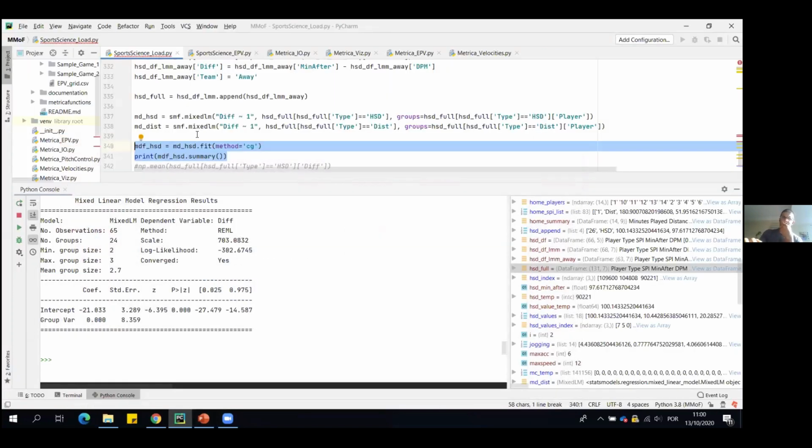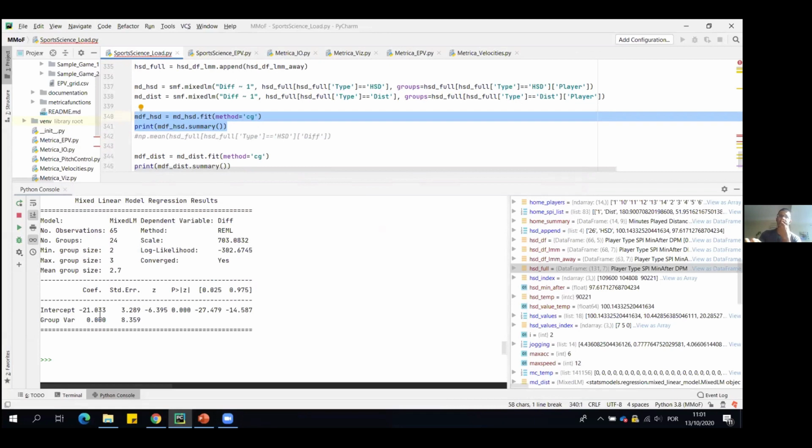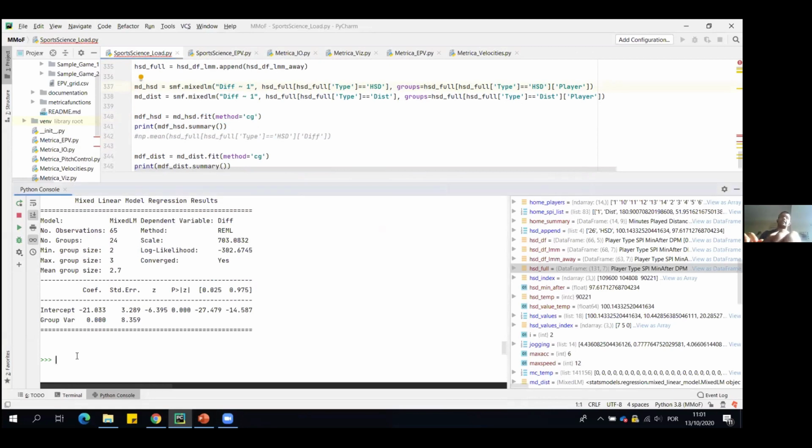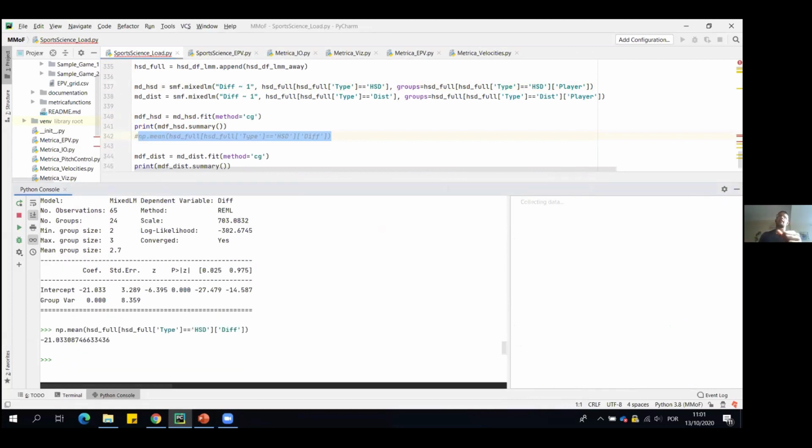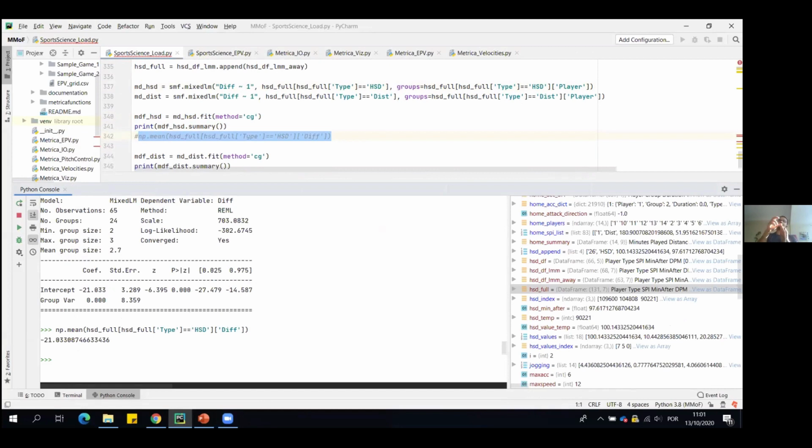And what we see is the intercept, the coefficient of the intercept is negative 21.033. Since we are not relating the difference to another continuous variable, like we could have for SPI or something like that, we're just relating it effectively to itself. We see that the global coefficient of negative 21.033 is in fact the global mean of all of the differences between the minute after and the distance per minute for the whole game, given the high-speed distance for this data frame. And so that's where we're getting this from.